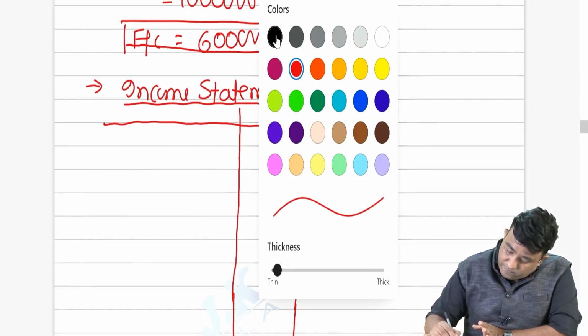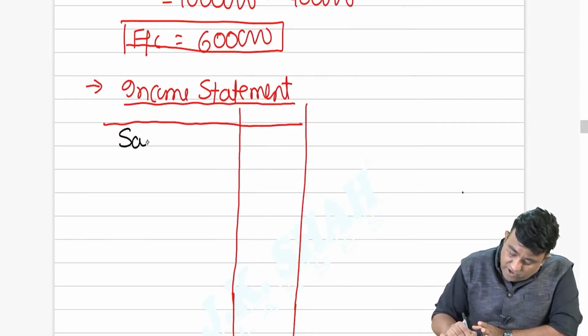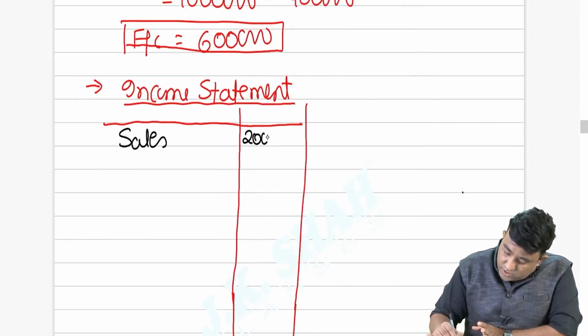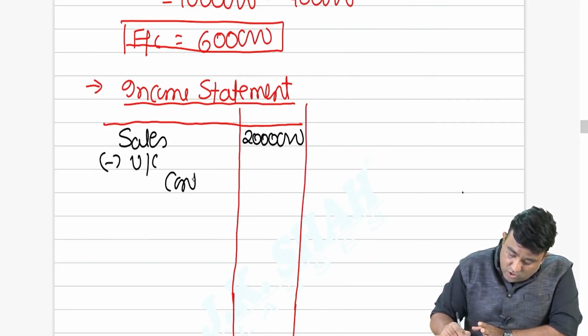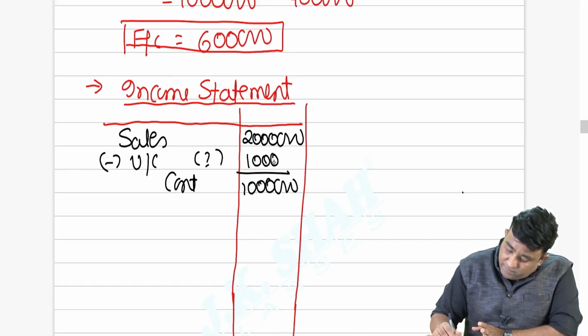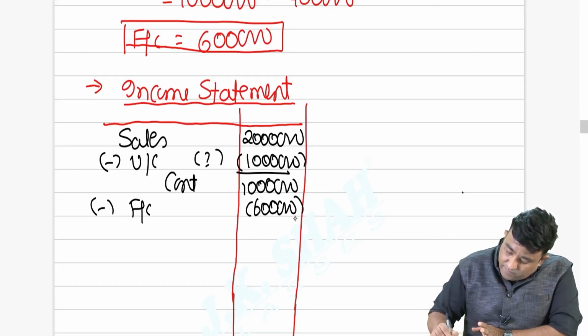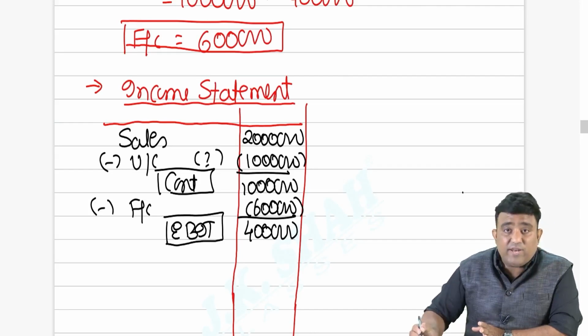Think. Do we have sales? 20 lakh. Variable cost is missing, but contribution is 10 lakh. Yes, no? If contribution is 10 lakh, the variable cost is 10 lakh. Simple, balancing. Student, fixed cost we have just calculated is 6 lakh, so your EBIT is going to be 4 lakh. Am I clear, everyone? We are done with EBIT.